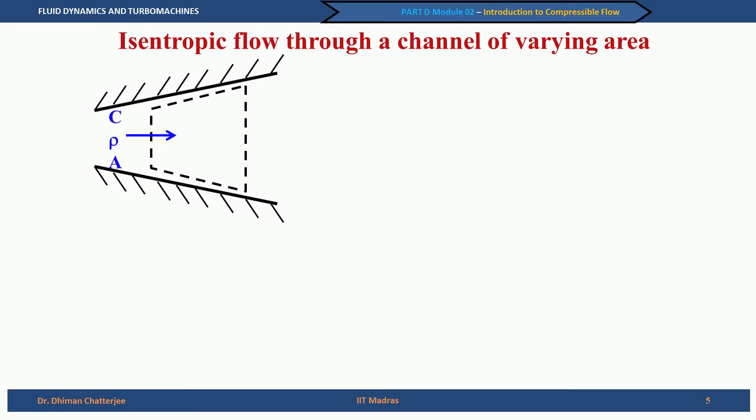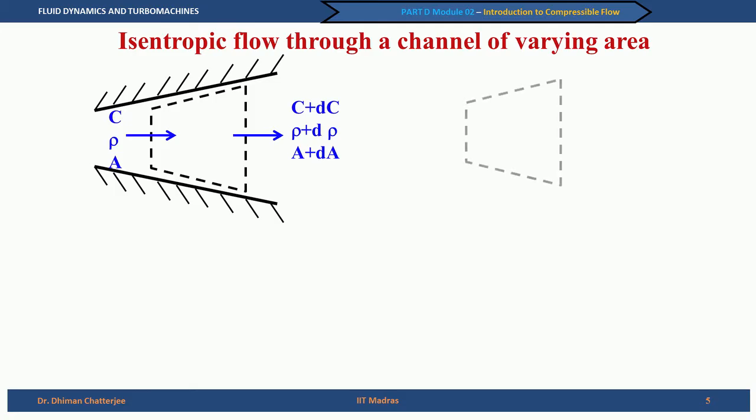On the right side, what leaves is C plus dC. The corresponding density of the fluid is rho plus d rho, and the area of course has changed. This is a difference from the previous example we took of a straight duct. In this case, the area is not constant; area becomes A plus dA.